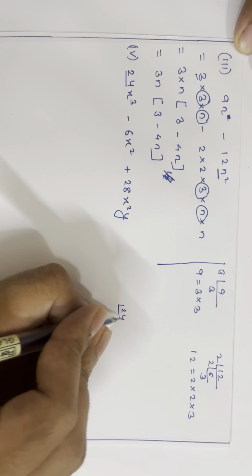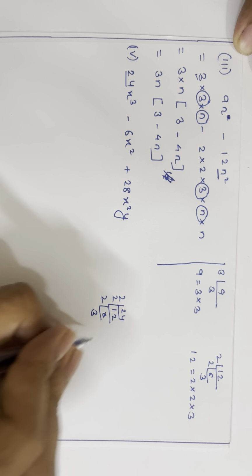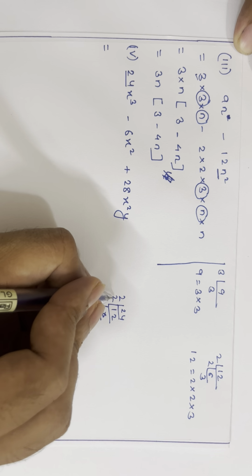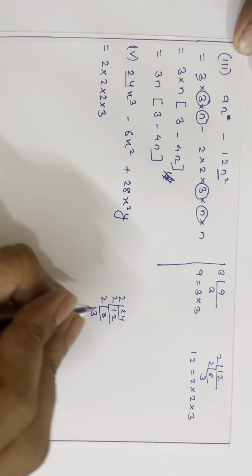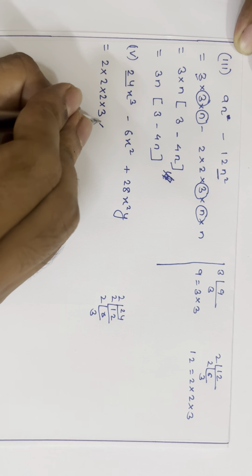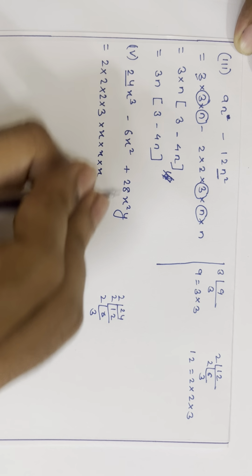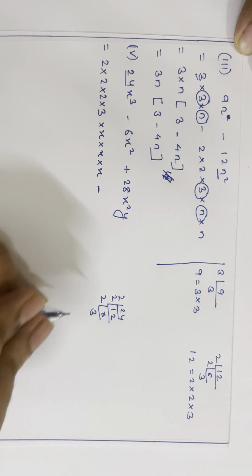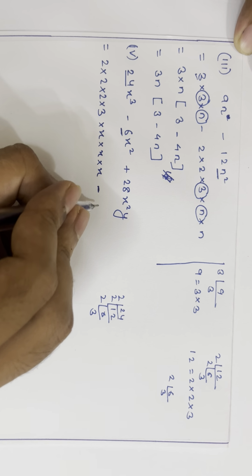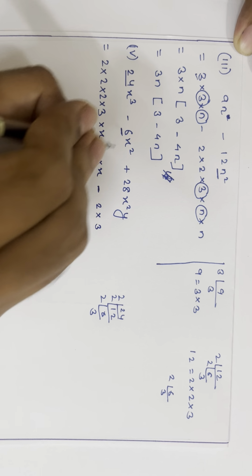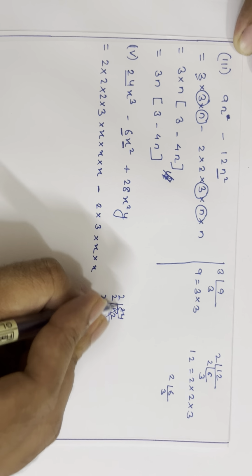If you prime factorize 24, 2 12s are 24, 2 6s are 12, 2 3s are 6. Okay. So 24 I will write 2 into 2 into 2 into 3. And x cube I will write as x into x into x. Now let's write 6x square. If you prime factorize 6, you will get 2 3s are 6. So I will write 2 into 3 into, and because we have x square, I will write x into x. Okay, let's leave this part now, not required.